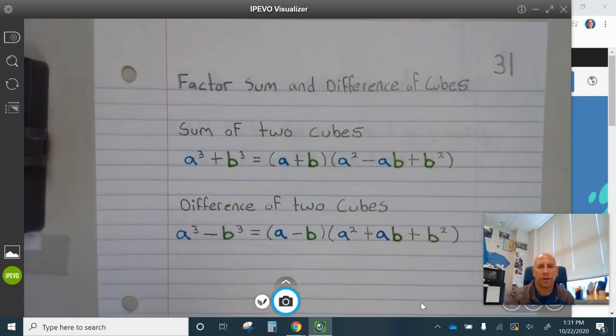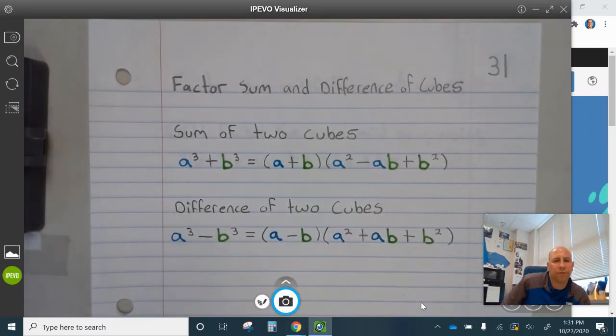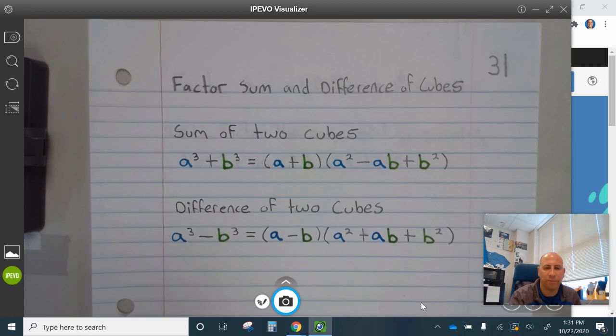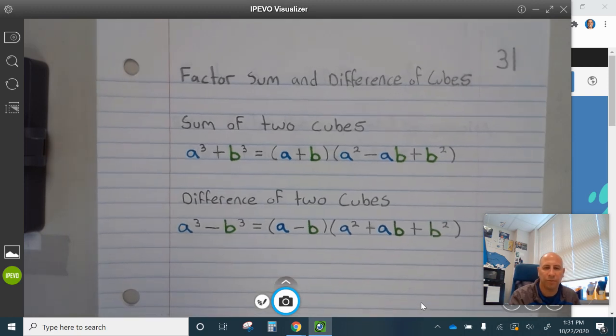Okay, Wildcats, today we're looking at journal page 31, factor, sum, and difference of cubes. Sum of two cubes: A cubed plus B cubed equals (A plus B)(A squared minus AB plus B squared). Difference of two cubes: A cubed minus B cubed equals (A minus B)(A squared plus AB plus B squared).